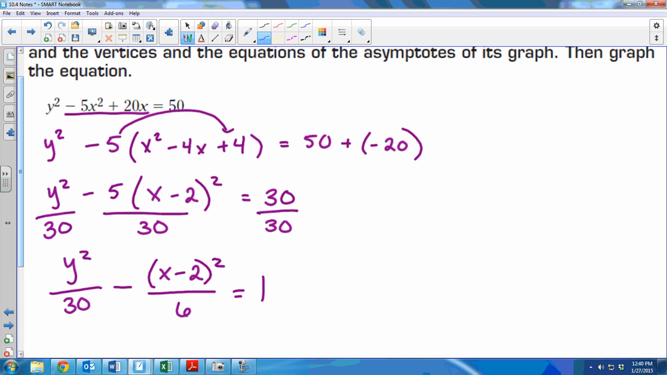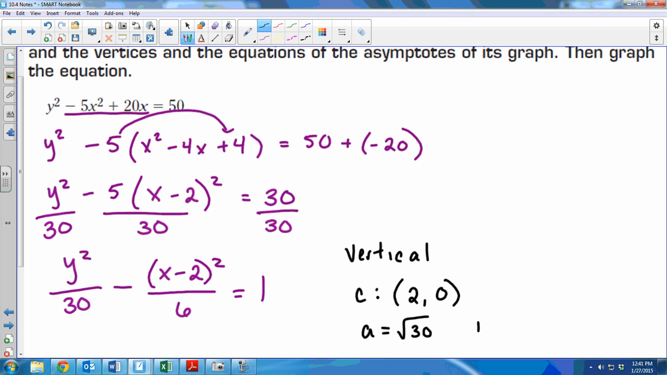The question wants you to find the foci and the vertices and the asymptotes and all that stuff, but this is going to get really messy really fast because if you start looking at it, we know it's vertical. What is the center going to be? 2, 0. But then what is A? A is the square root of 30. And B is the square root of 6. So that's going to get messy when you start doing your vertices. Right? You can't really graph those.